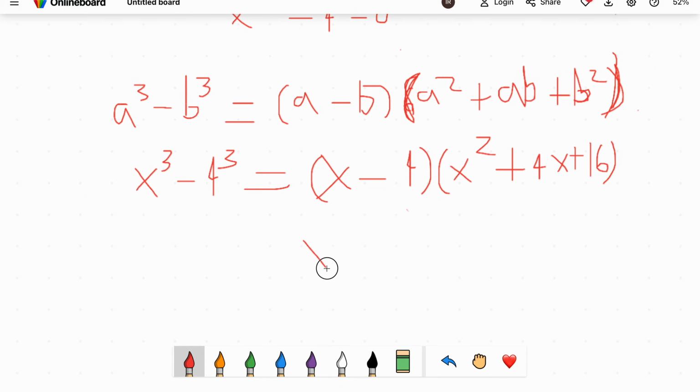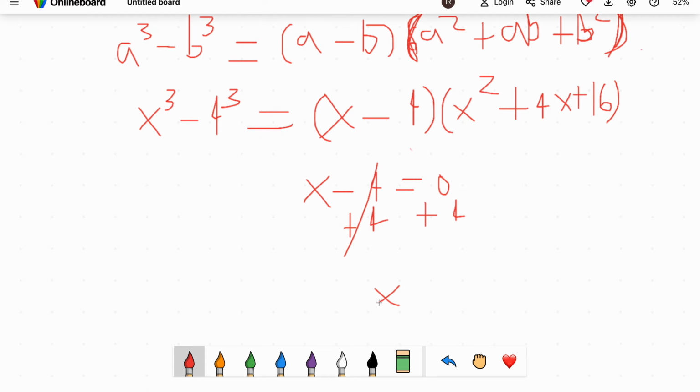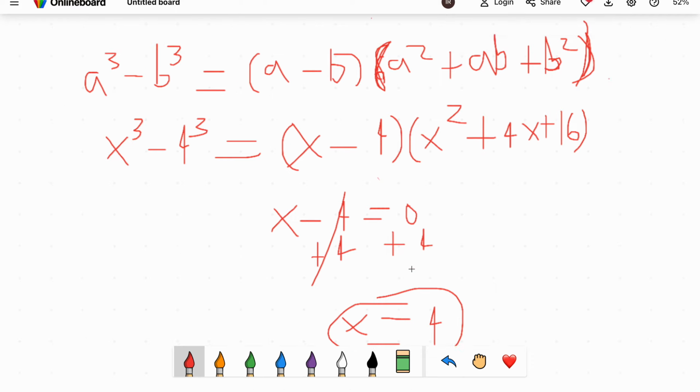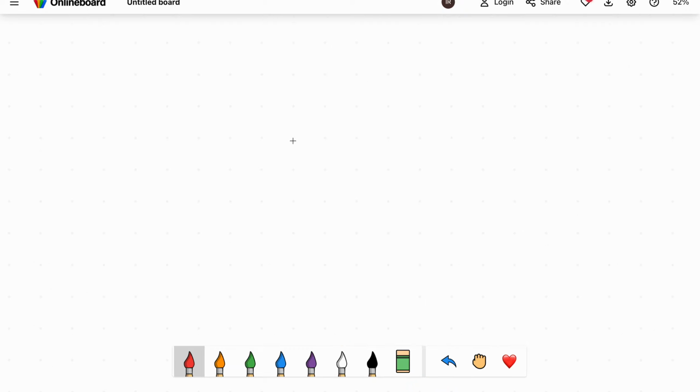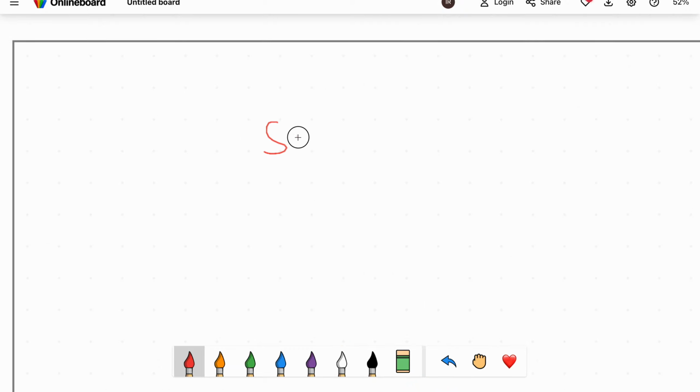So now let's go into this one. This would be x minus 4 is equal to 0. And we add 4 on both sides, so this can cancel, and we have x equals 4. So hence we have proved that 4 is one of the solutions to x. But there's one shocking thing to this though.